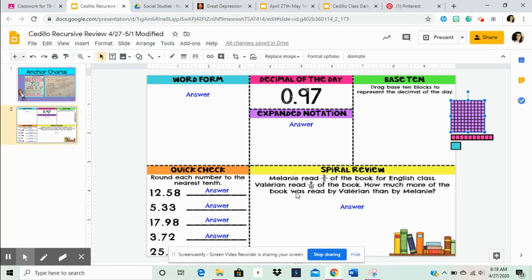And then this last one here is going to be a word problem, which reads, Melanie read 3/5 of the book for English class. Valerian read 9/10 of the book. How much more of the book was read by Valerian than by Melanie? So just make sure that when you are answering this, you work that out on paper and then you put your answer on here. And then once you're done, go ahead and submit that to me. If you have any questions, please remember to send me a message and ask.